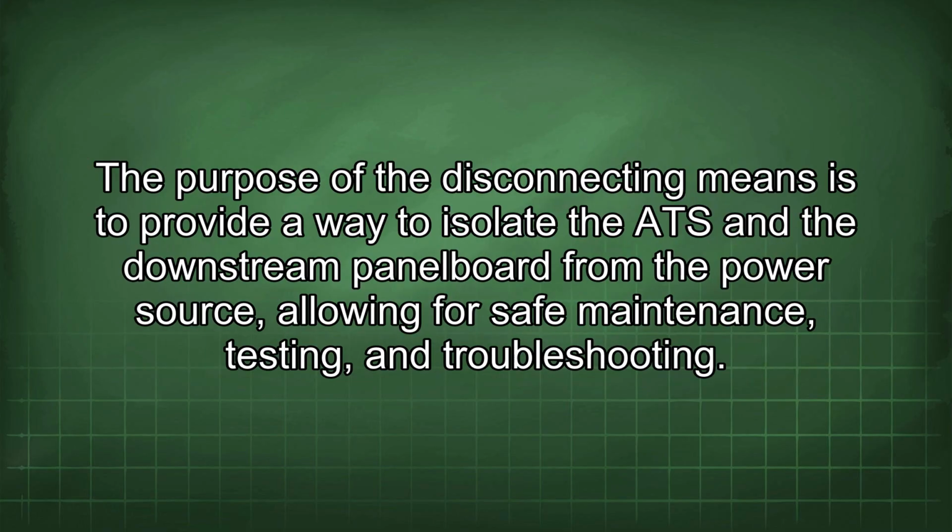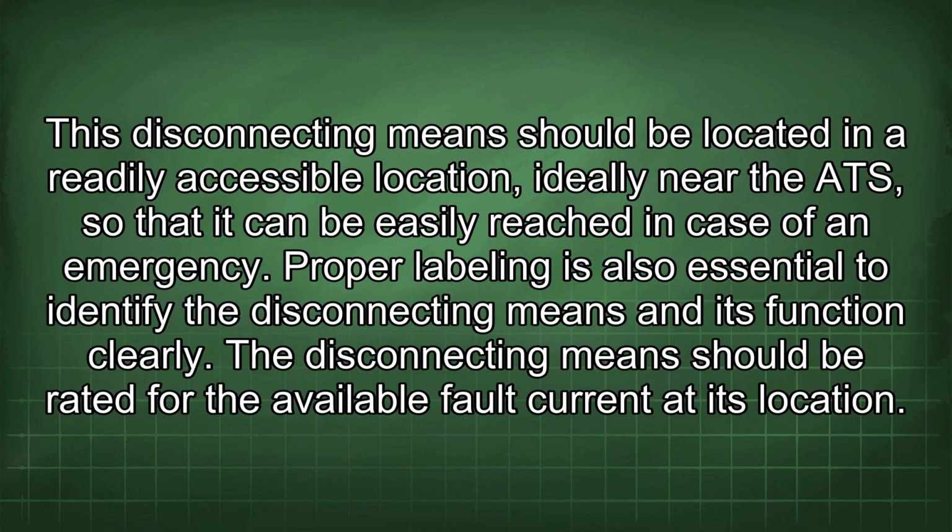The purpose of the disconnecting means is to provide a way to isolate the ATS and the downstream panel board from the power source, allowing for safe maintenance, testing, and troubleshooting. This disconnecting means should be located in a readily accessible location, ideally near the ATS, so that it can be easily reached in case of an emergency. Proper labeling is also essential to identify the disconnecting means and its function clearly.